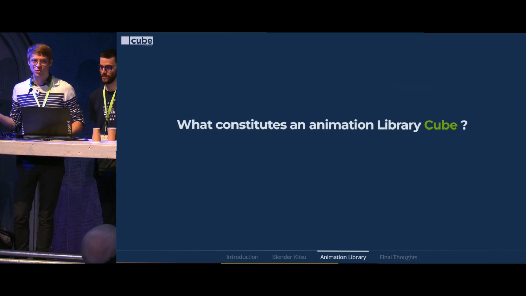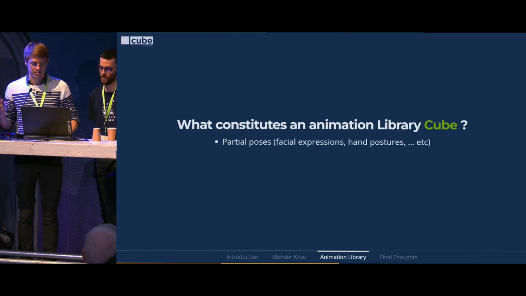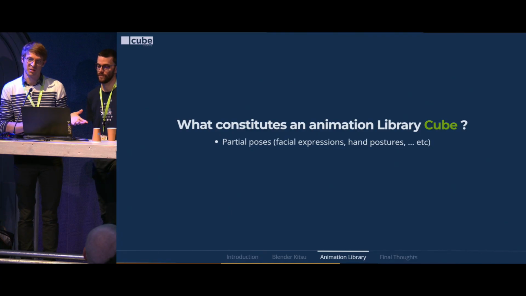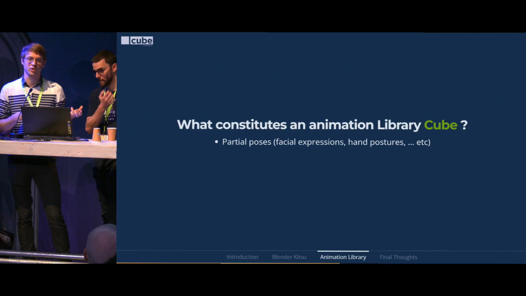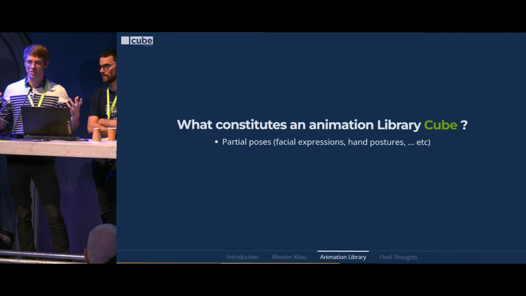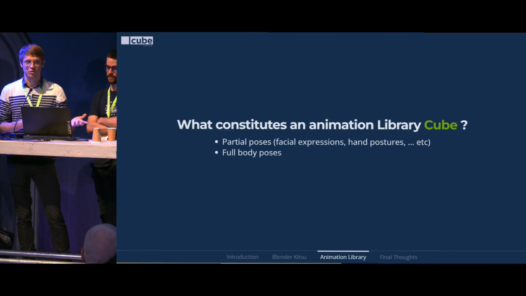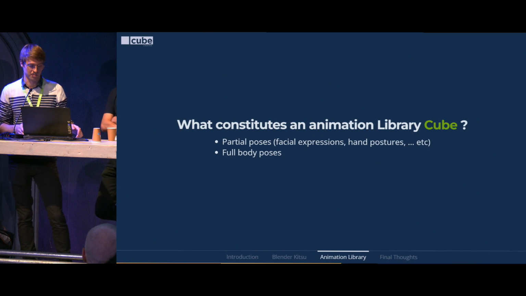And what do we actually store in this animation library? We store all different kinds of data, but the first one is partial poses, so animation from only one part of a rig. It can be facial animation, hand postures, mouth shapes, eyebrow shapes, sometimes only one or two controllers. Of course, we also store full body poses. This is one of the main reasons the pose library exists.